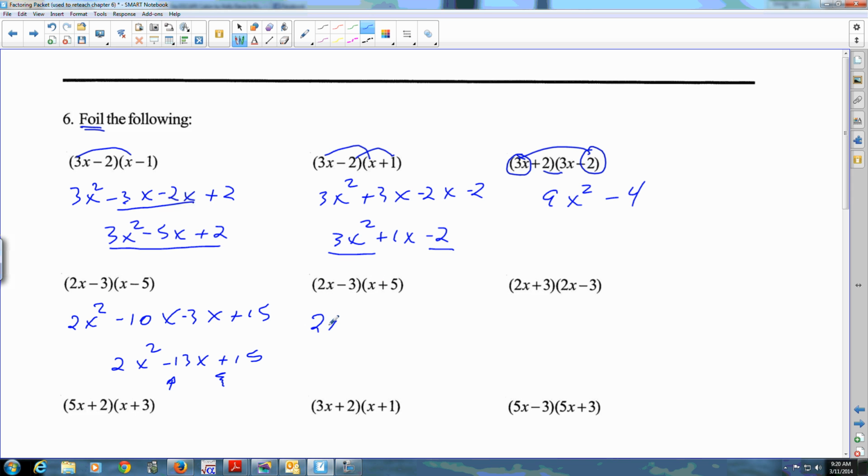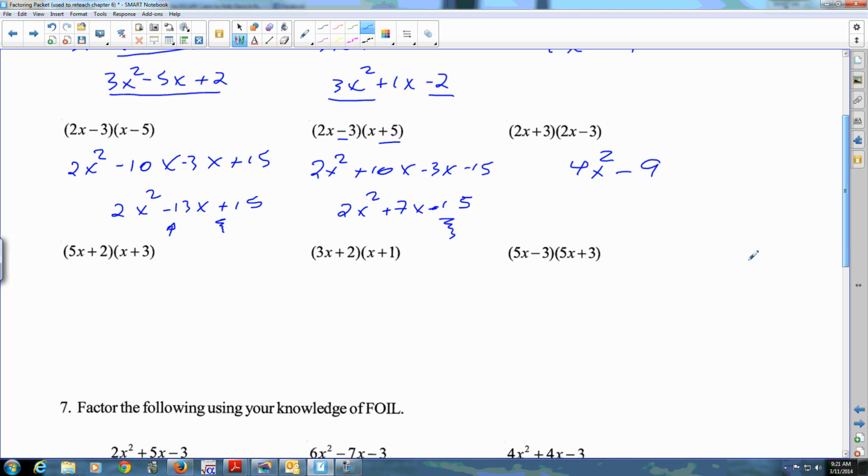Okay, 2x squared plus 10x minus 3x minus 15. So 2x squared plus 7x minus 15. The key that they're opposite in sign, one's a plus, one's a minus, is this end. The end is negative, so they both have to be opposite in sign. I suppose that was a poor phrasing. One's positive, one's negative. Okay, difference of squares pattern again. 4x squared minus 9. Okay, you can just jump straight in there and do it.